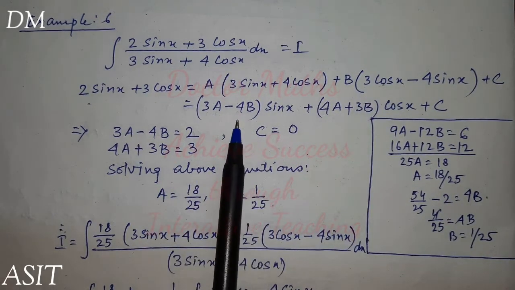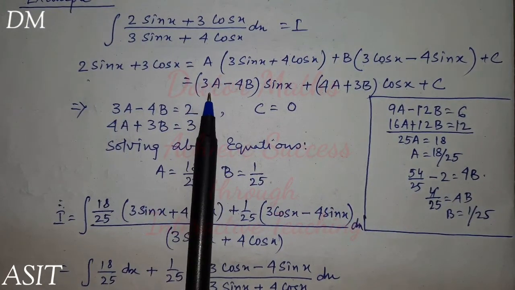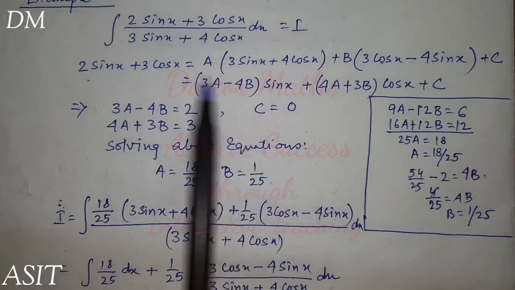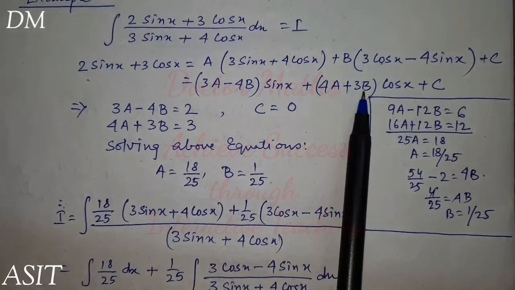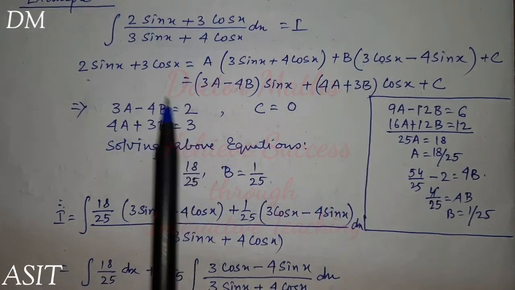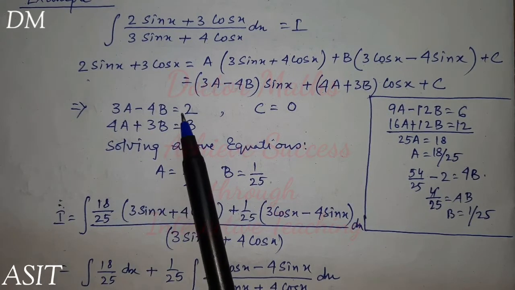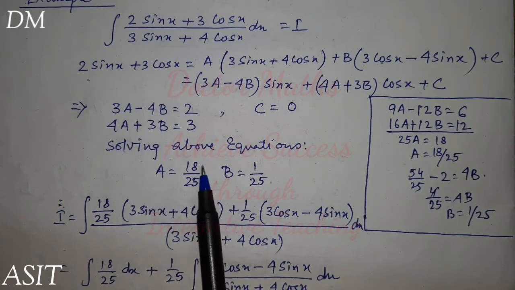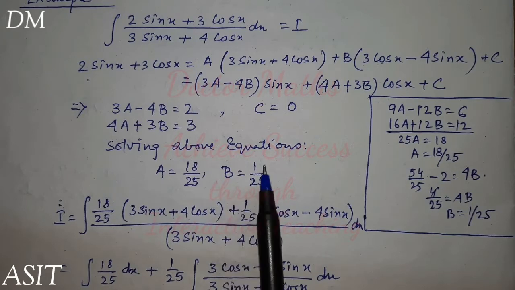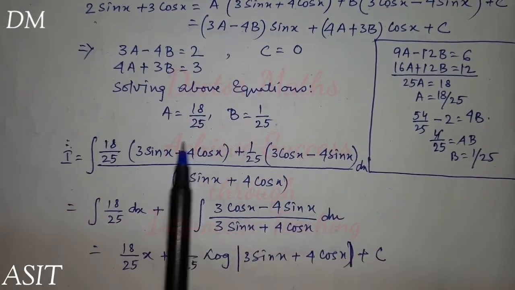So therefore if we compare the terms, we can see that 3a minus 4b will be equal to 2, and 4a plus 3b will be equal to 3, as the coefficient of cos x is 3. Now if we solve this, we will get the value of a as 18 by 25 and b as 1 by 25. I have shown the solution here, so I hope you can solve it.